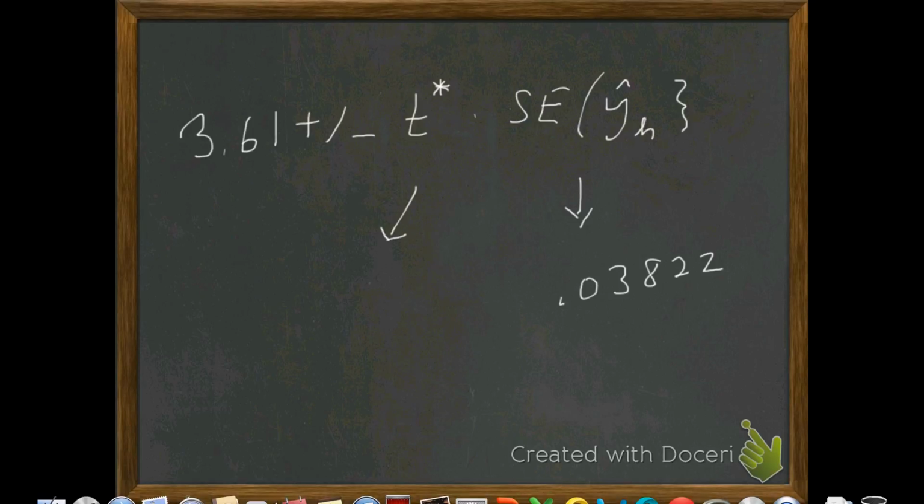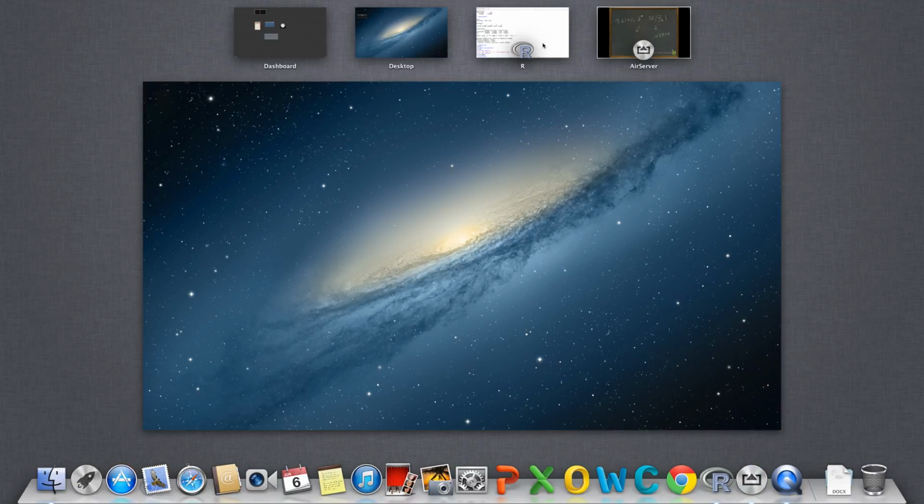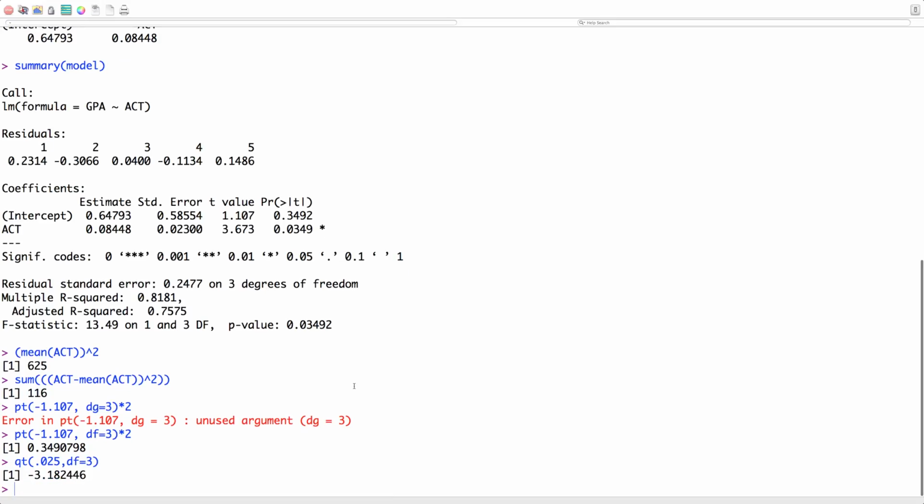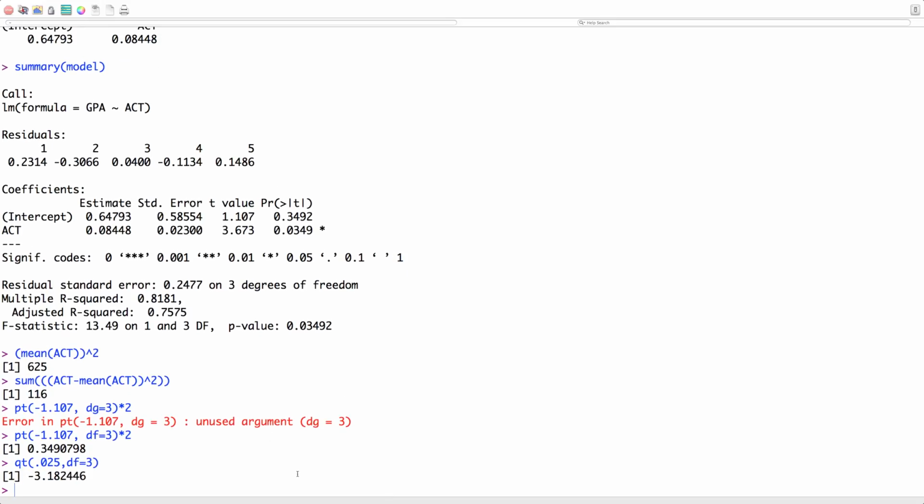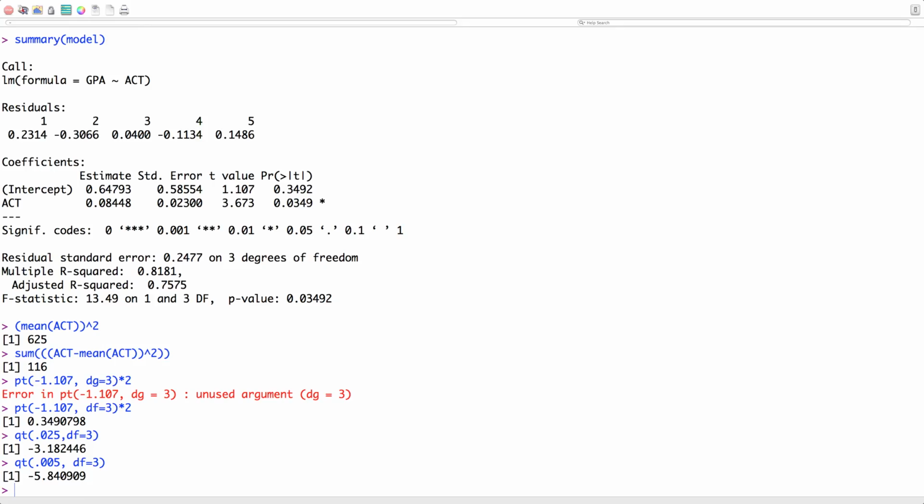Guys, change things up on you just a little bit here. So what I need to do is find Q of T, and we have 99%, so I need 0.005, degrees of freedom equal to 3. So I get negative 5.84.